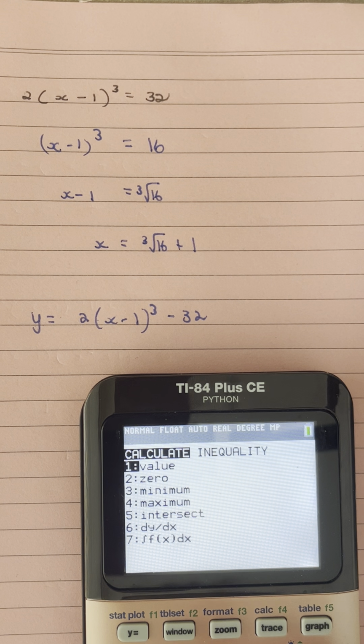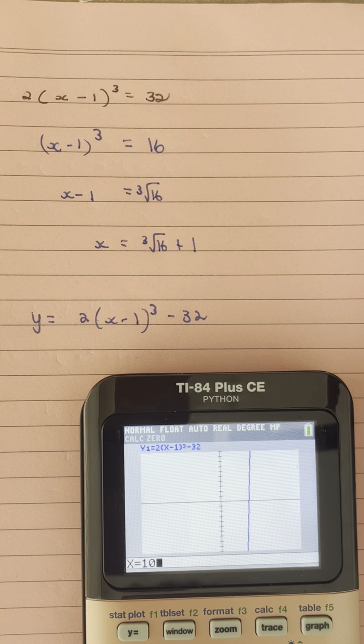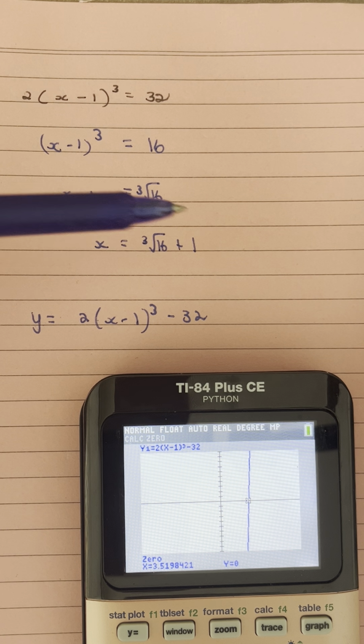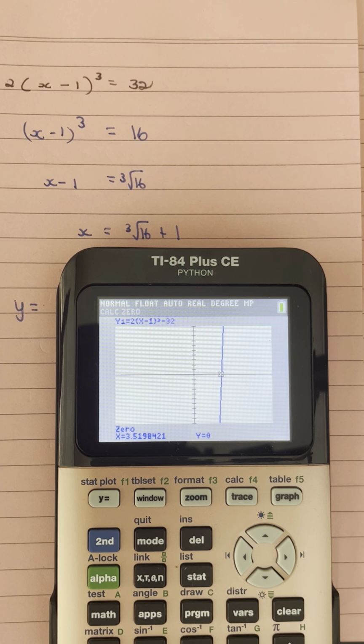Putting our trace on to find that 0 between negative 10 and 10, and we get that 3.5194. So when we worked this one out, it was that 2.519. When we add the 1, we'll get the 3.519. So it does come out as a decimal answer.